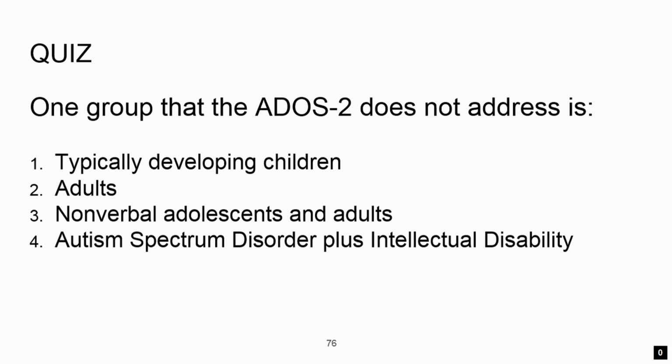So quiz. This is a harder one. Everyone has A's so far. One group that the ADOS 2 does not address is number 1, typically developing children. Number 2, adults. Number 3, nonverbal adolescents and adults. 4, autism spectrum disorder plus intellectual disability. Okay, 10 seconds.